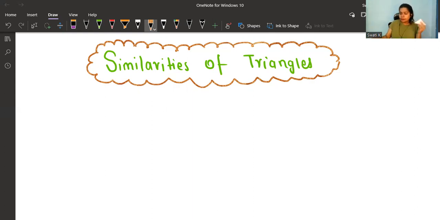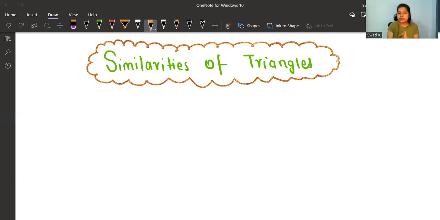For example, here, what do you mean by corresponding angles? Suppose I'm talking about this particular angle of this triangle, and this particular angle of this triangle. If the angle made by this triangle at this point and this point are equal, then we can say the corresponding angles are equal. Here in this case, this angle equals this angle, this angle equals this angle, and this angle equals this angle. That's the meaning of corresponding angles are equal.